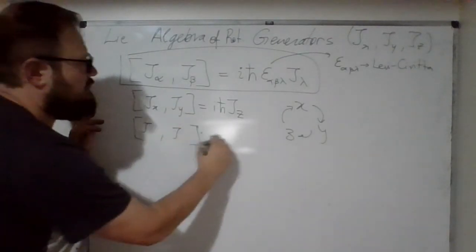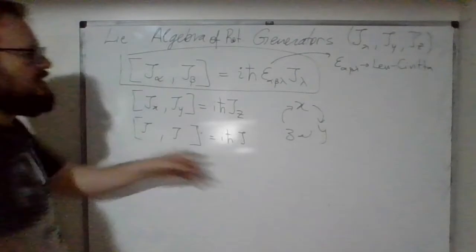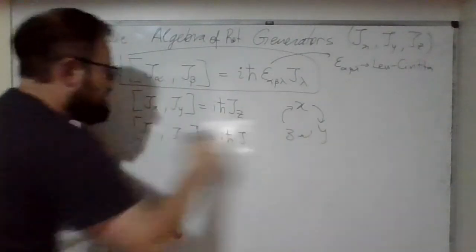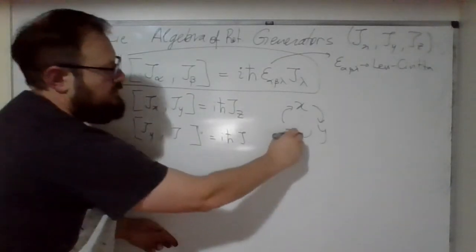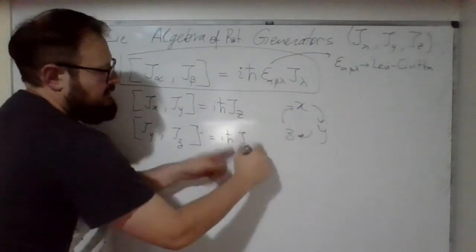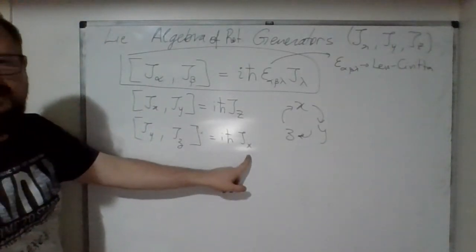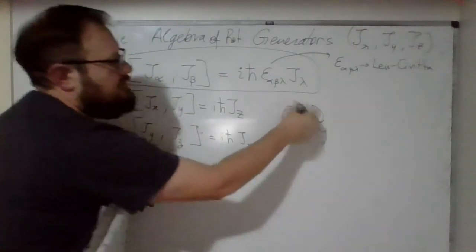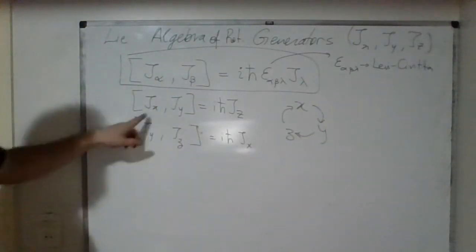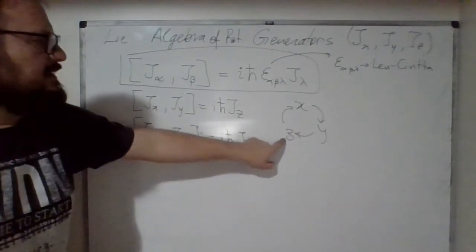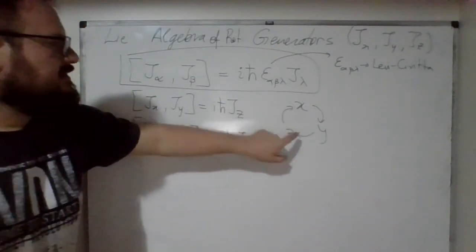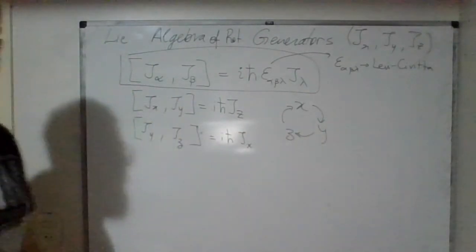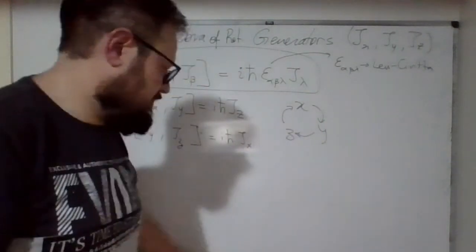If you make cyclic permutations here, you can just do the following. J equals i ħ some other J. All right, you can just start from the Y here, Y, then you go to the Z, and then the result is the X component here. So you can do cyclic permutations. X, Y, you get Z. Y, Z, you get X. Z, X, you will get the Y component of the generators for rotations.